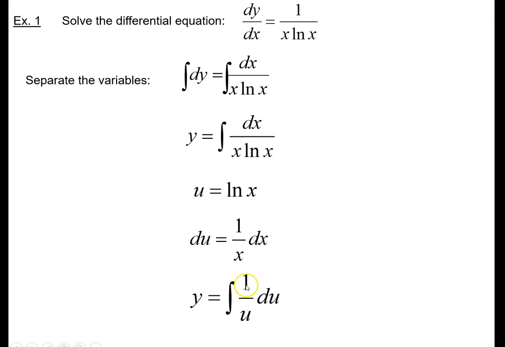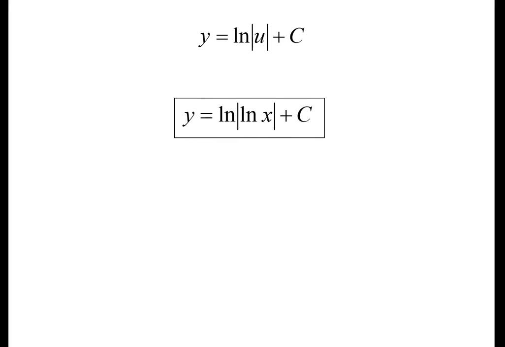So then we end up with 1 over u du, and that of course becomes the natural log of u, and u just a second ago, remember, was natural log of x. So we have y equals natural log of x plus c. Looks kind of strange, but that's what we have.